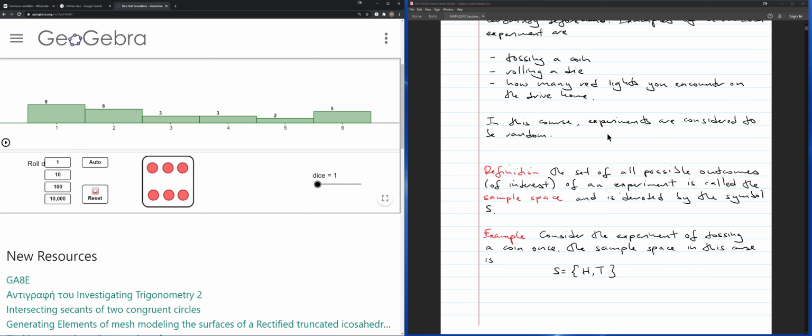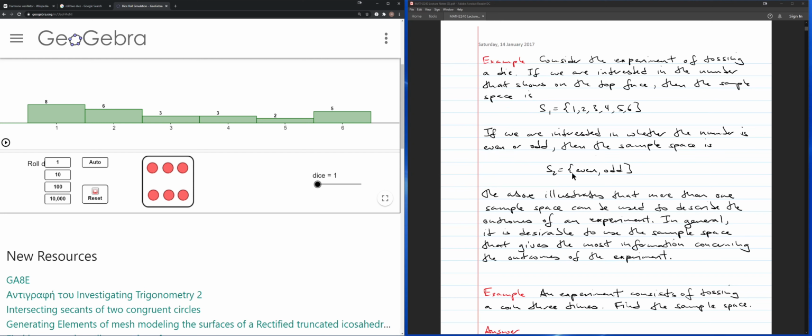Because this is a course on probability, all the experiments in this course are considered to be random experiments. Here we have a definition which is particularly important for us, especially in the beginning section of this course when we start to talk about probability and calculating probabilities. The set of possible outcomes of interest for an experiment is called the sample space of an experiment, and it's denoted by capital letter S.